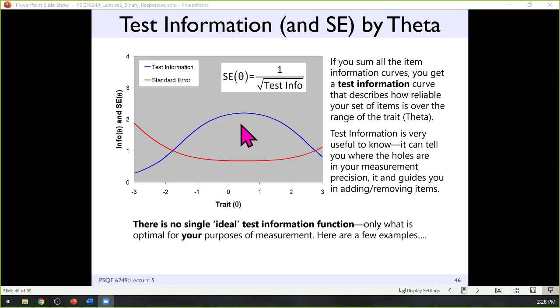There is an inverse relationship between test information, for instance, this blue line, and what the standard error works out to be for your predicted thetas in your sample. So where you have the most information, standard errors for people in that range are going to be the smallest. And where you have the least information, standard errors are going to be the largest.